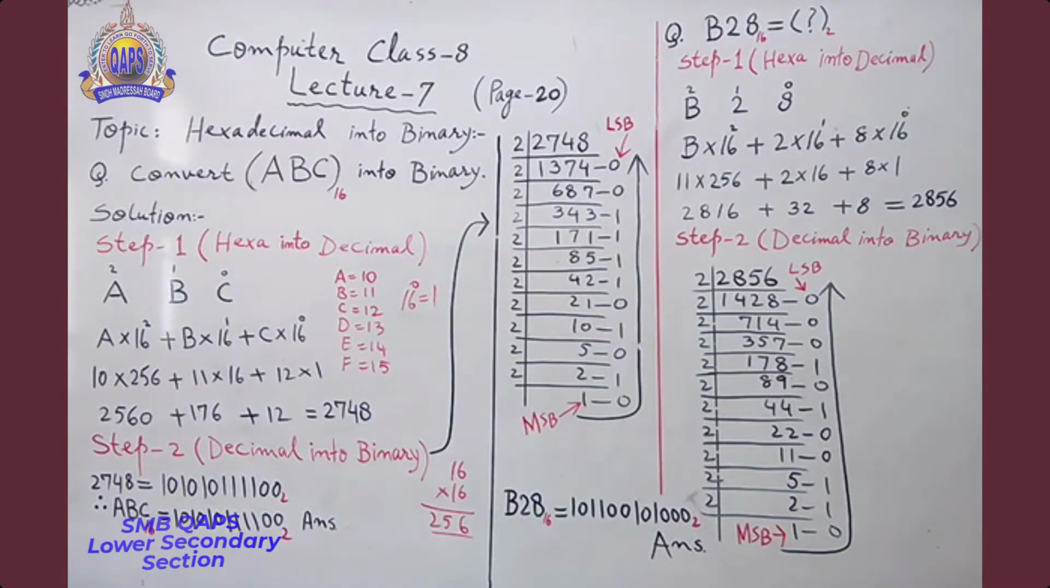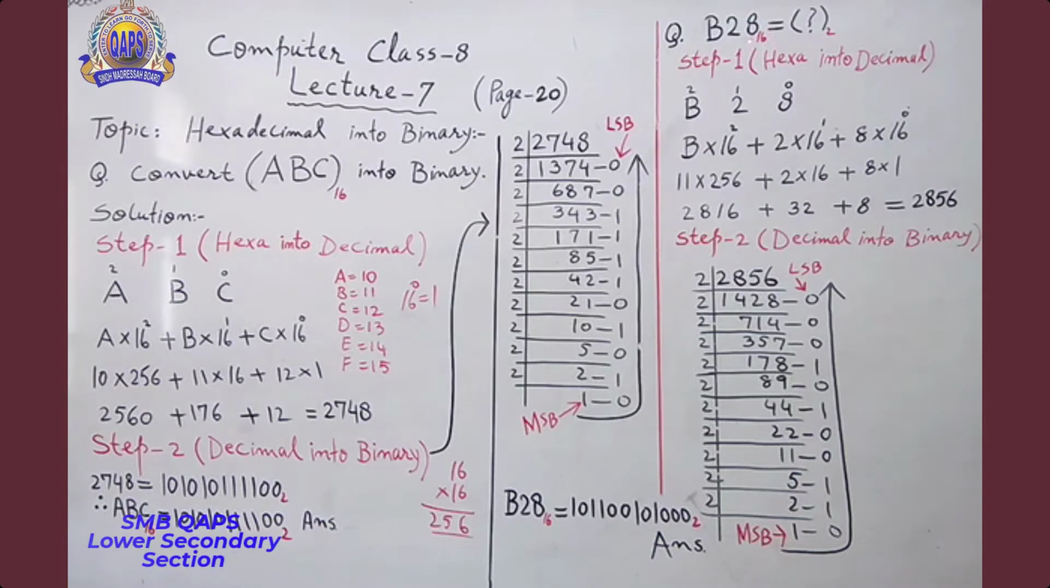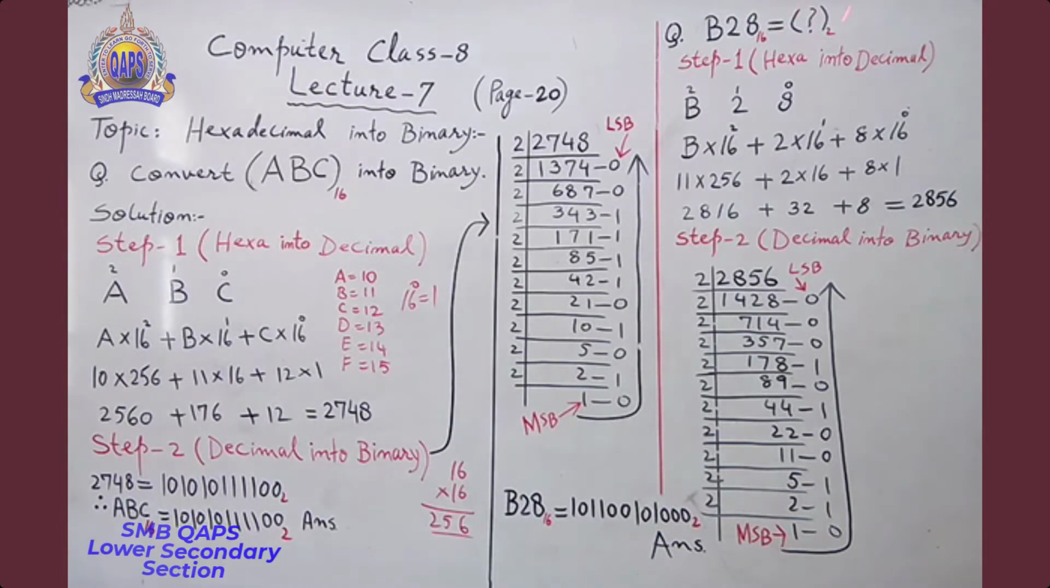have a look at B28 hexa. Convert it into binary. Step number 1, hexa into decimal. Now I believe you can do that. Write it over here, B28. Powers: 8 power 0, 2 power 1, B power 2.